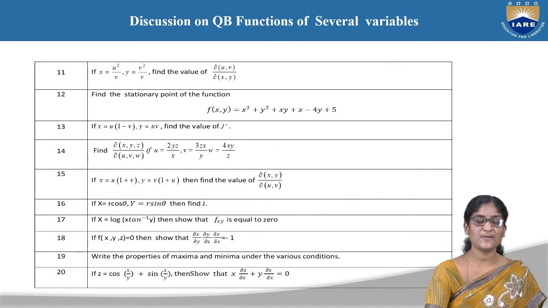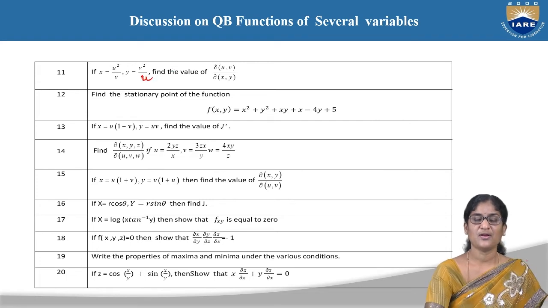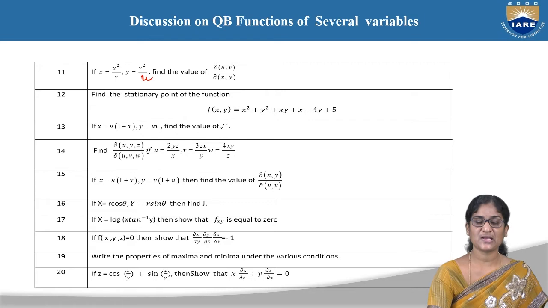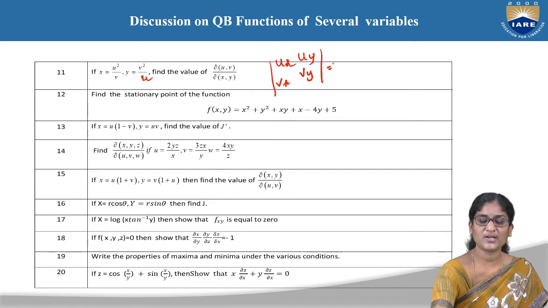Going to the next question, 11th question, x values are given. x is equal to u square by v and y is equal to v square by u. Find the value of dou of u comma v by dou of x comma y. How to find? This is the Jacobian of u comma v with respect to x comma y. How to find out the Jacobian value? It is the determinant of the matrix ux, uy, vx, vy.